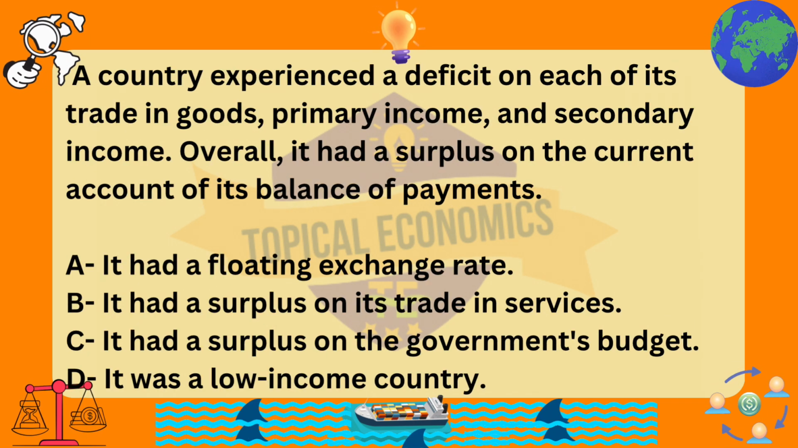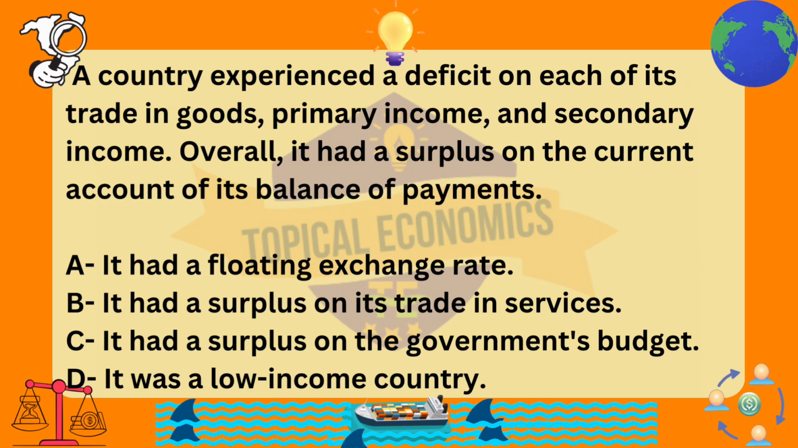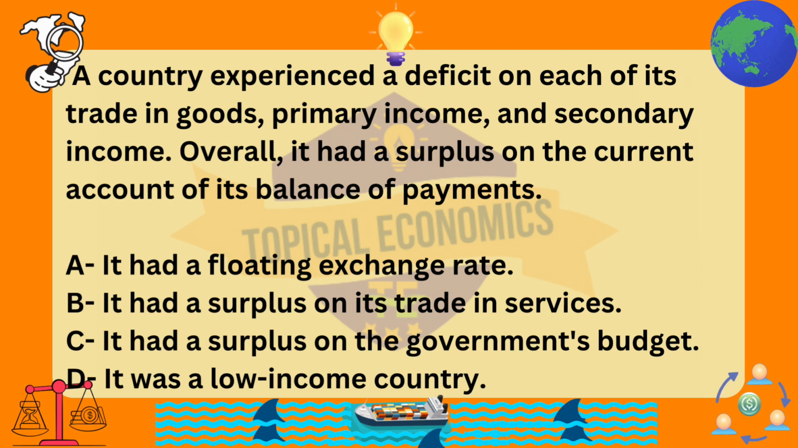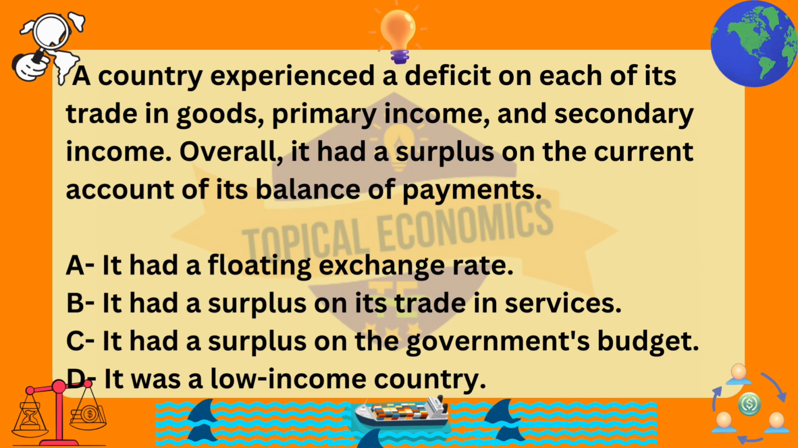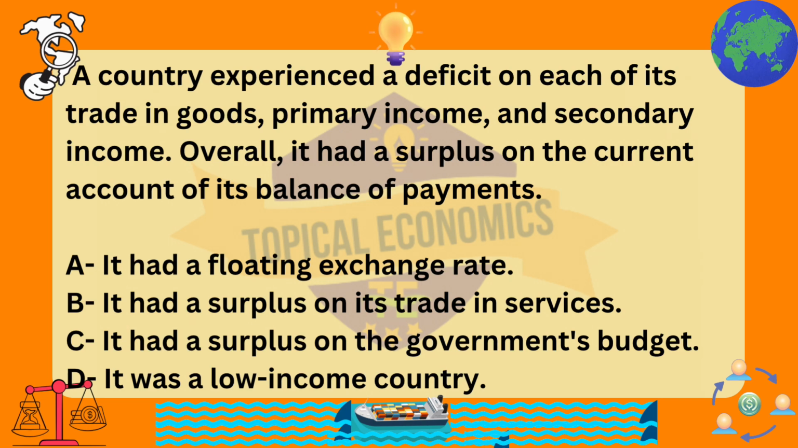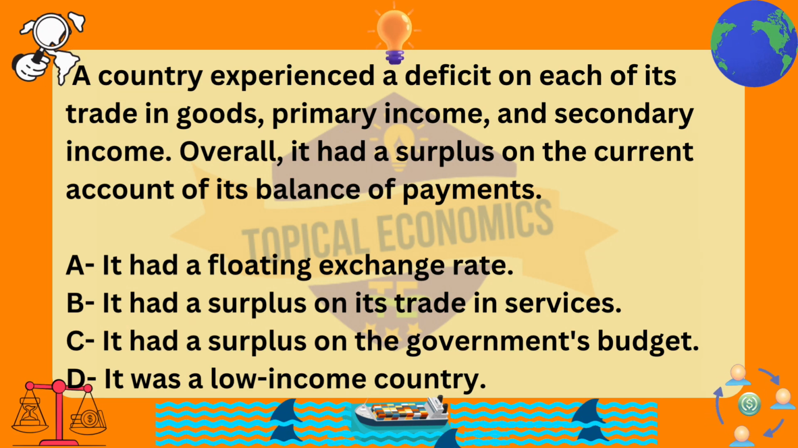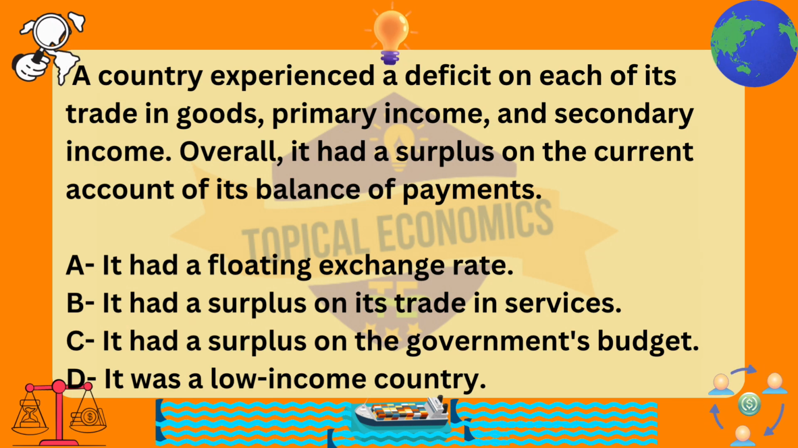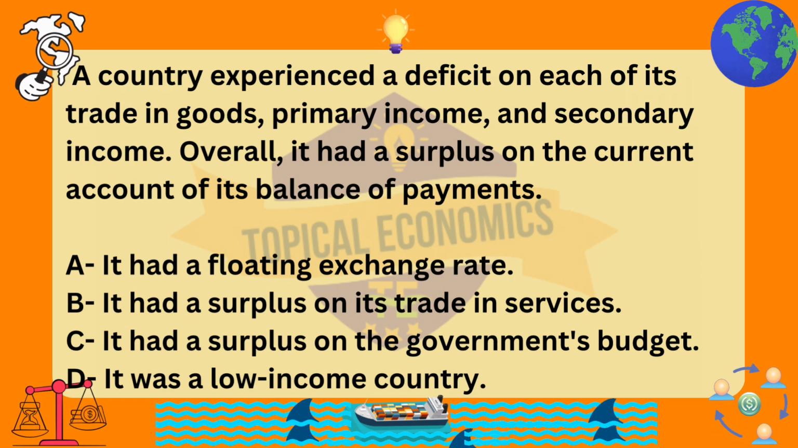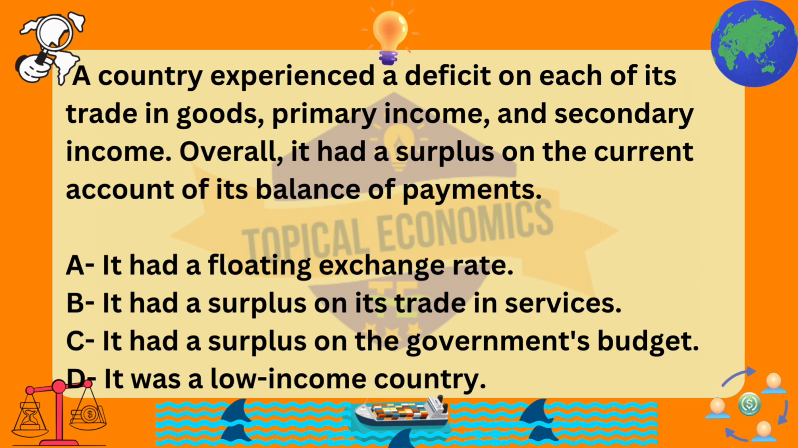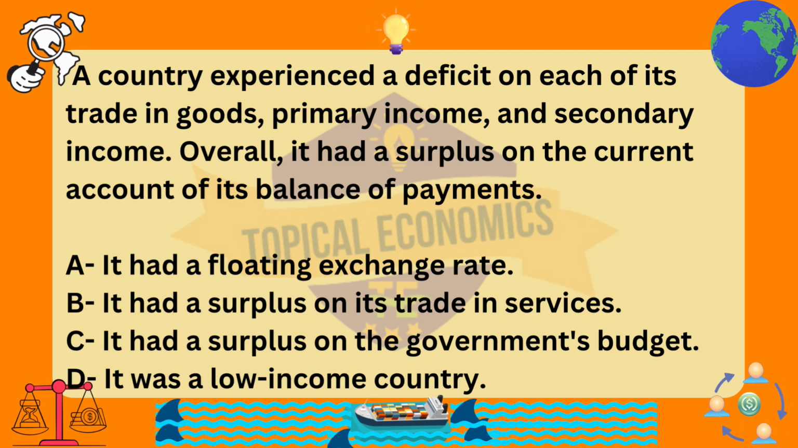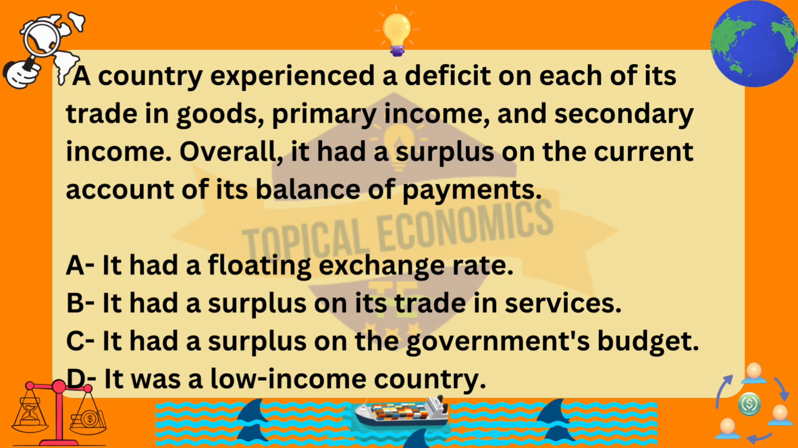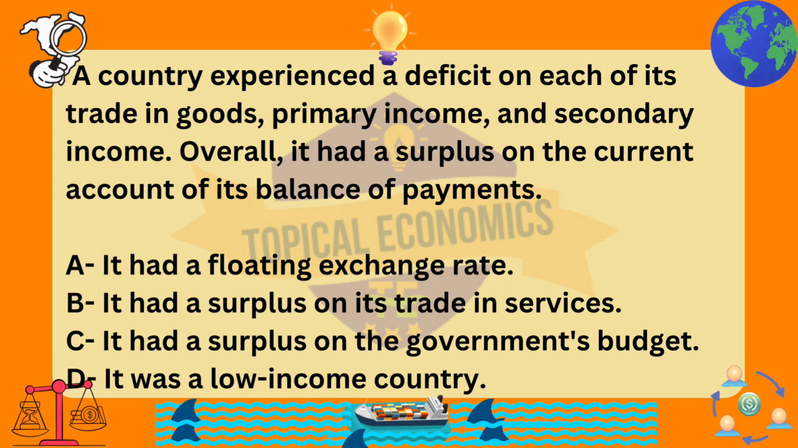A country experienced a deficit on each of its trade in goods, primary income, and secondary income. Overall, it had a surplus on the current account of its balance of payments. What must this mean? A. It had a floating exchange rate. B. It had a surplus on its trade in services. C. It had a surplus on the government's budget. D. It was a low-income country. Reference, 2021 February-March version 2. The correct answer for this question is option B. It had a surplus on its trade in services.